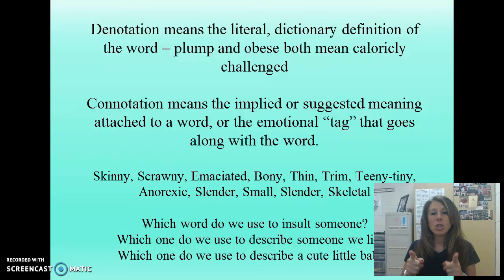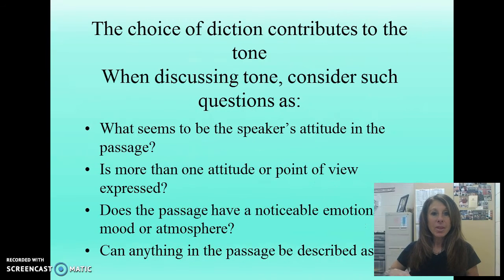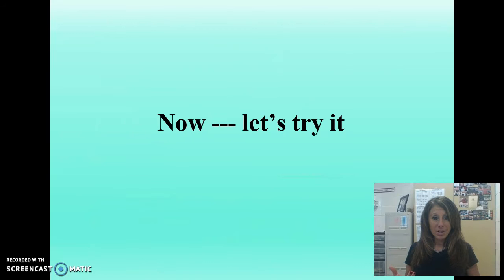But connotatively, we choose carefully what words we want to use if we want to add attitude, if we want to add tone. The choice of diction contributes to the tone. When discussing tone, consider things such as, what seems to be the speaker's attitude in this passage? Is more than one attitude or point of view expressed? Does the passage have a noticeable emotional mood or atmosphere? And can anything in the passage be described as ironic, like, wow, I can't believe that happened, coincidental? Those are all things that give us the attitude of the piece, the mood of the piece. So let's try it, okay?